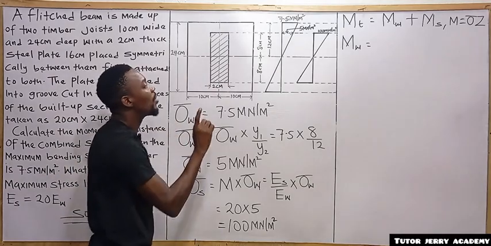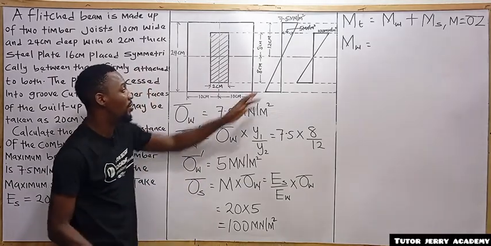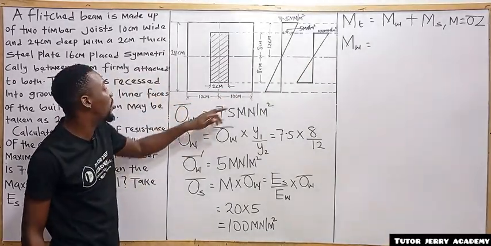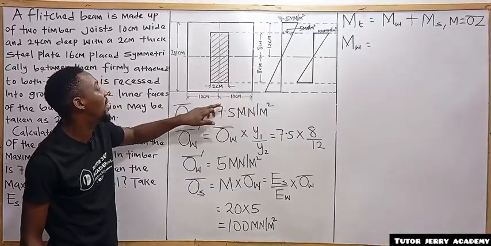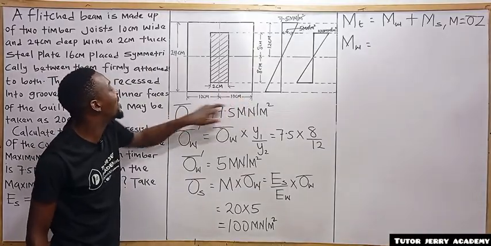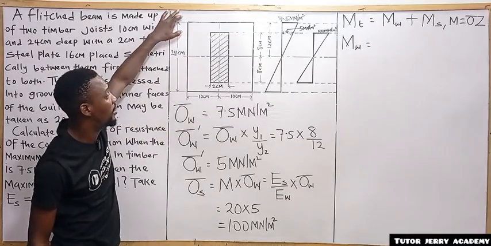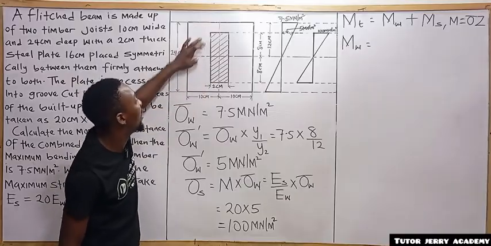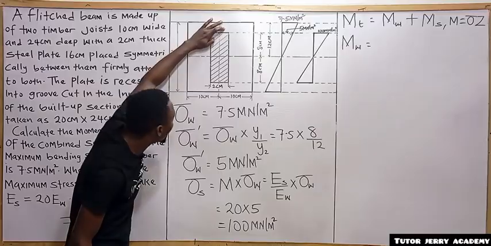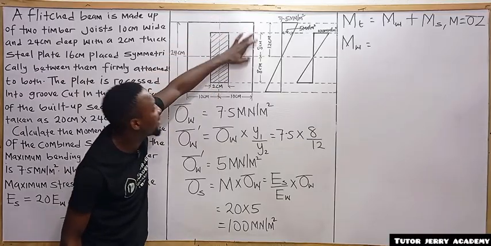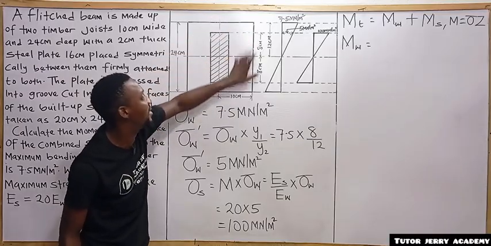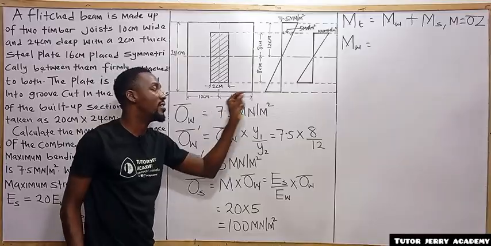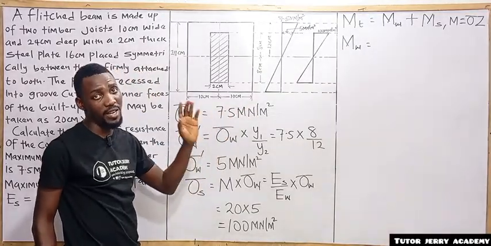So for us to calculate the moment of resistance of the wood section, it is going to be the moment of resistance of the rectangular section 20 by 24 minus the moment of resistance of this rectangular section, which is the 2 by 16 section. So that is going to be the moment of resistance of the wood. I hope we understand this.